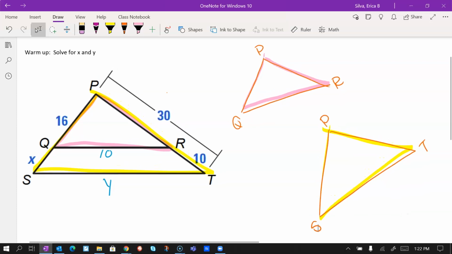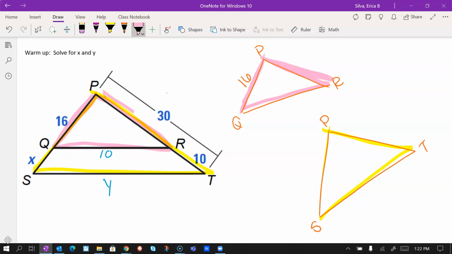All right, let's go ahead and label our sides. If we're looking at PQ, what is the distance from P to Q? What is the length? 16. I'm going to label this 16. Then we look at the other side. We've got PR. What is PR?